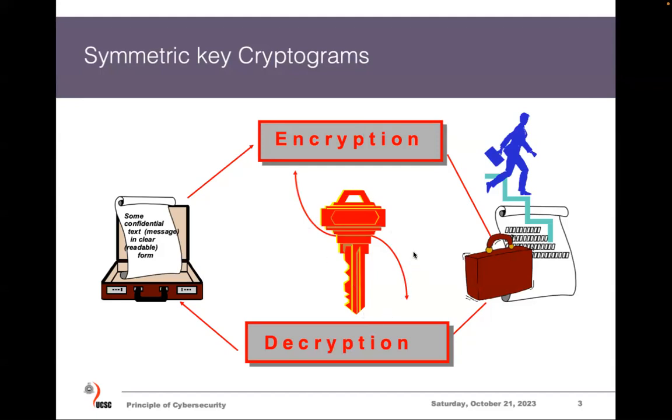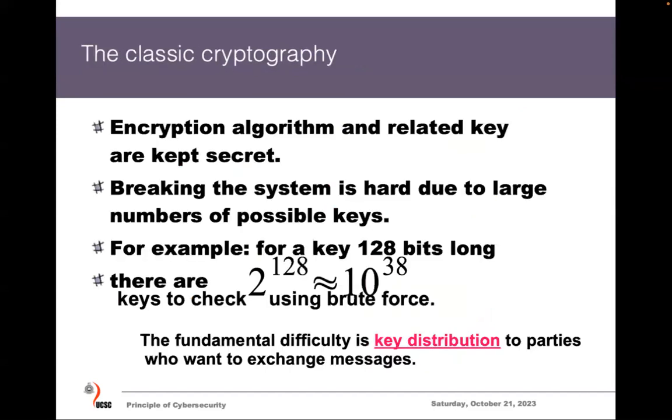The algorithms are symmetric on the point of key. Some of the algorithms are symmetric on the point of algorithm as well, but we categorize those as symmetric key by looking at the key. Keys are symmetric. Symmetric means the same key is used for encryption as well as decryption.